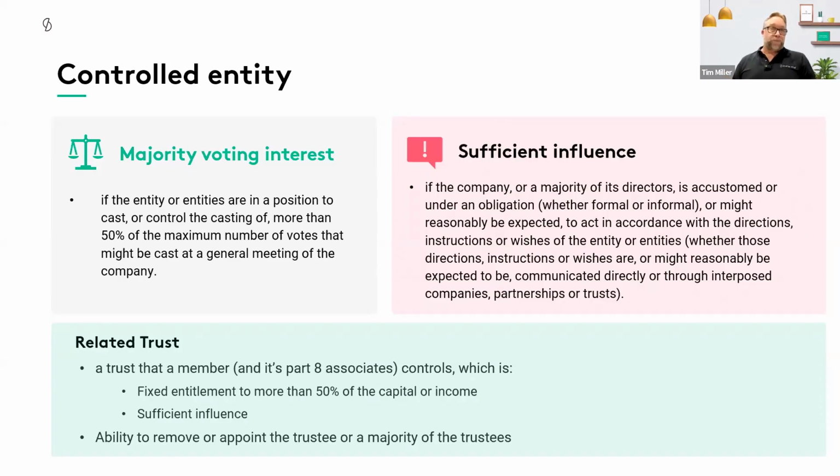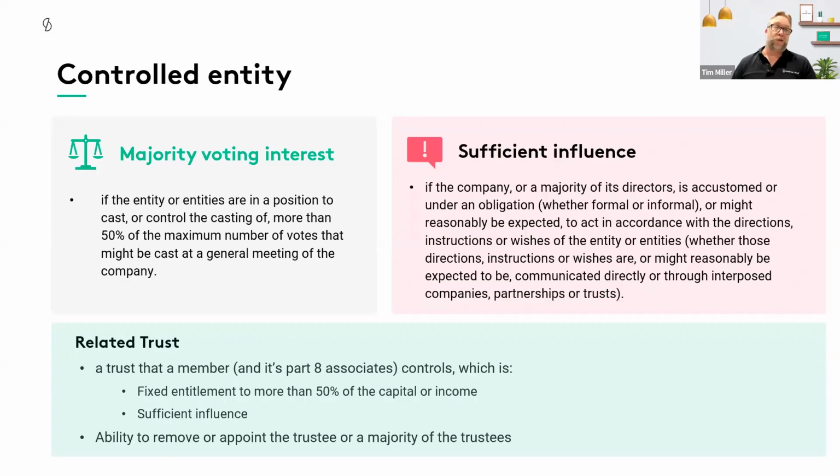It's quite a mouthful. What they're basically saying is, if you exert control through power, like positional power or experience power or other elements, then that is a controlled entity. So you don't need to have that 50% shareholding to have a related company.